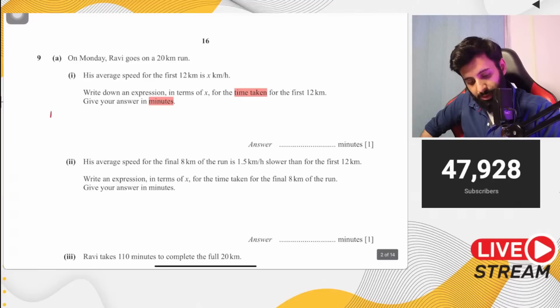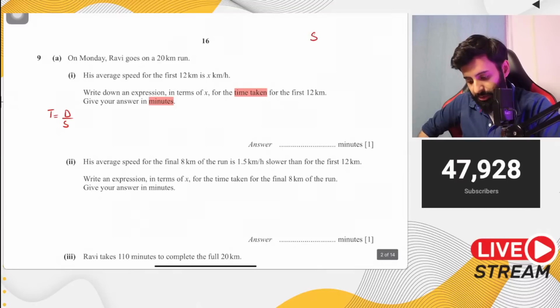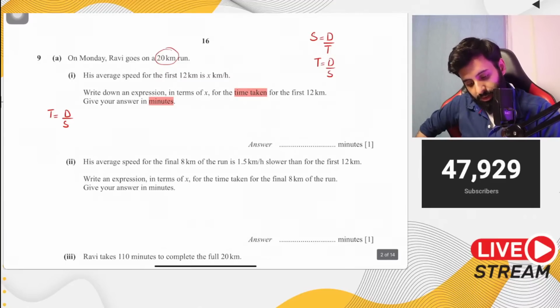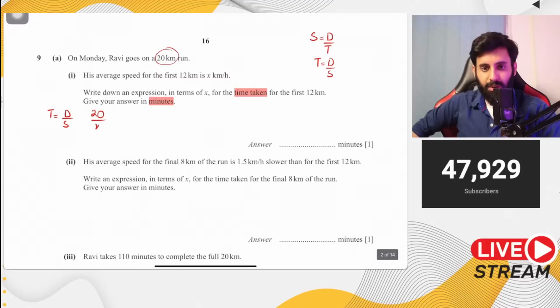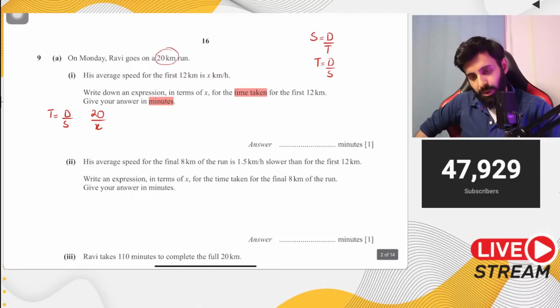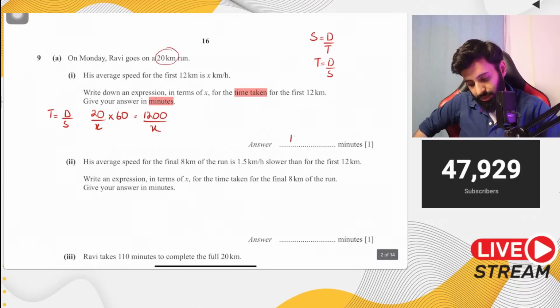Now, what is time equal to? Time, as we know, is equal to distance upon speed. Why? Because speed equals distance upon time. So distance is 20, speed is x. So we can make time the subject, and time will be equal to distance upon speed. All right. So 20 upon x, but don't get carried away and think that this is the final answer. This is not the final answer. You will then multiply this by 60 in order to get the final answer. So 20 into 60 is equal to 1200, and 1200 upon x is your final answer.